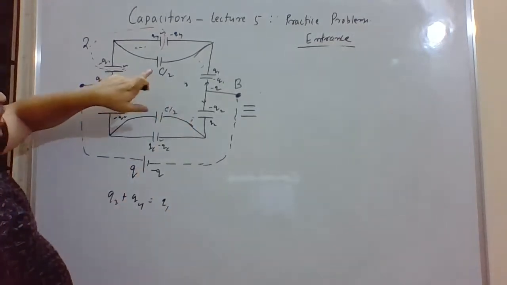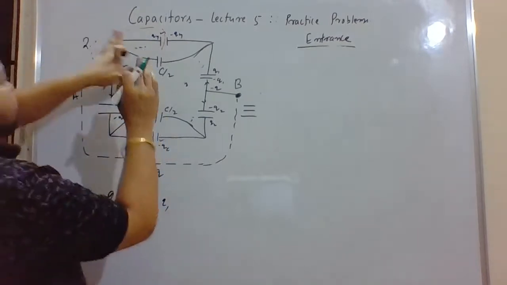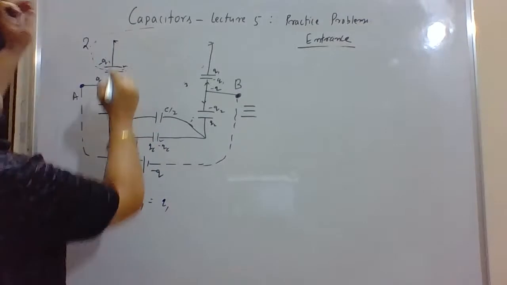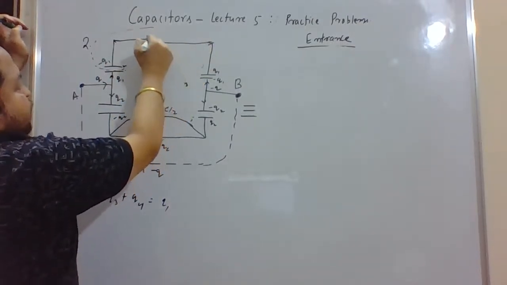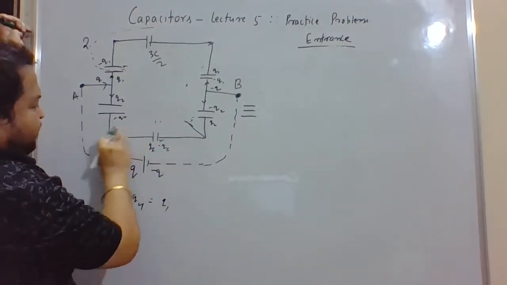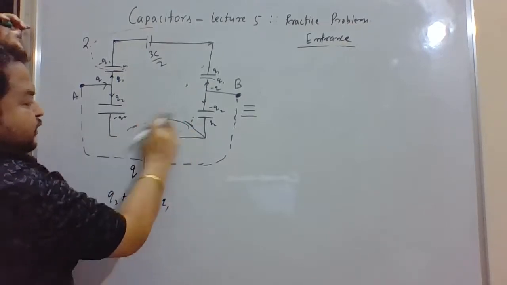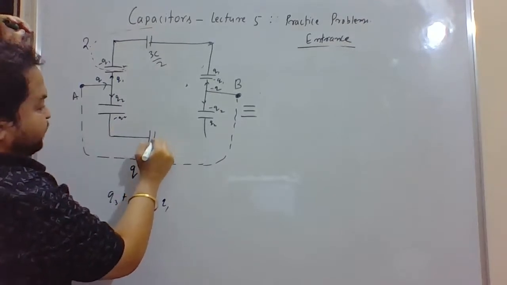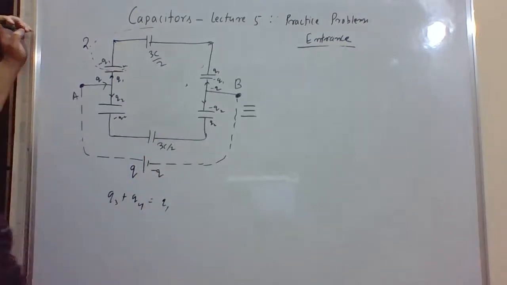Now C by 2 and this C are in parallel, so this would be C by 2 plus C, that is nothing but 3C by 2. Similarly, these two are also parallel, because again by taking those two we are able to complete a loop. So we can remove both of these and put a simple 3C by 2 here, right?